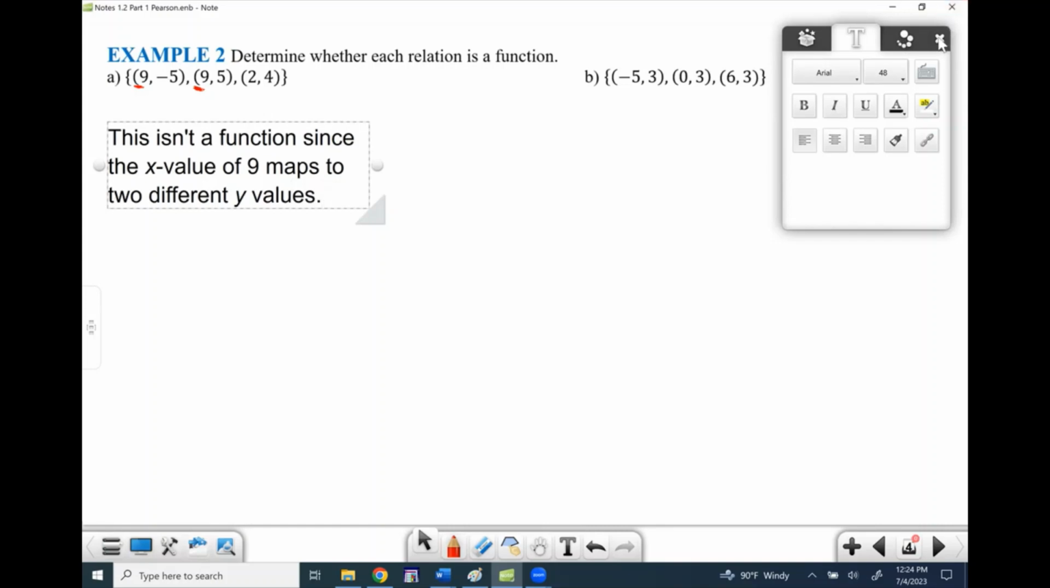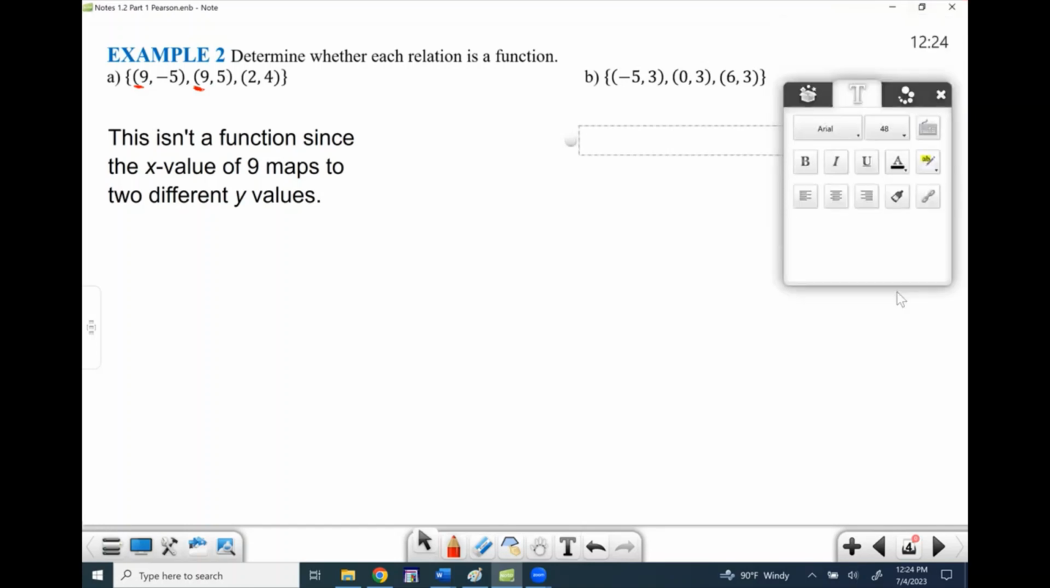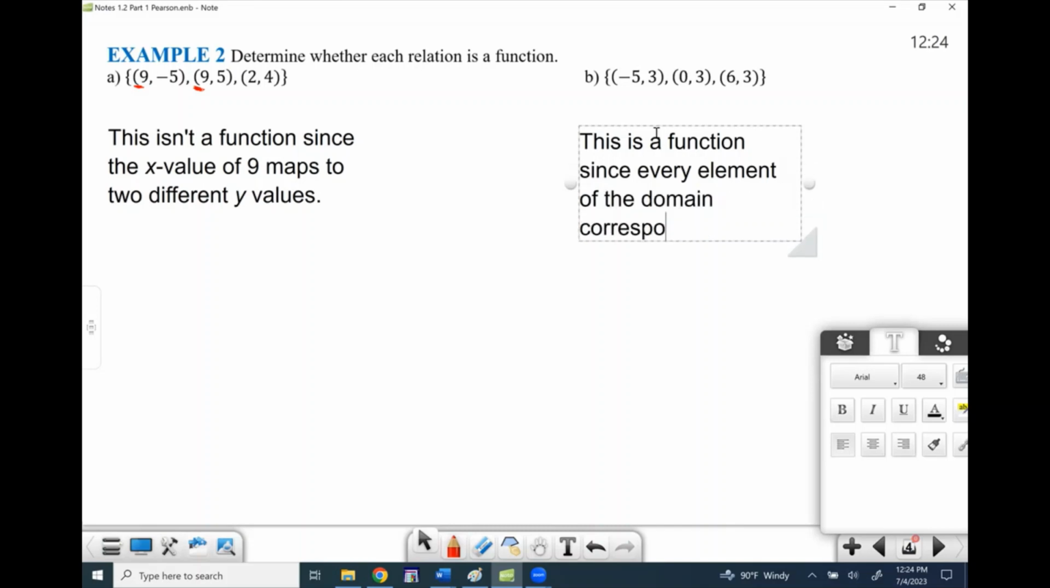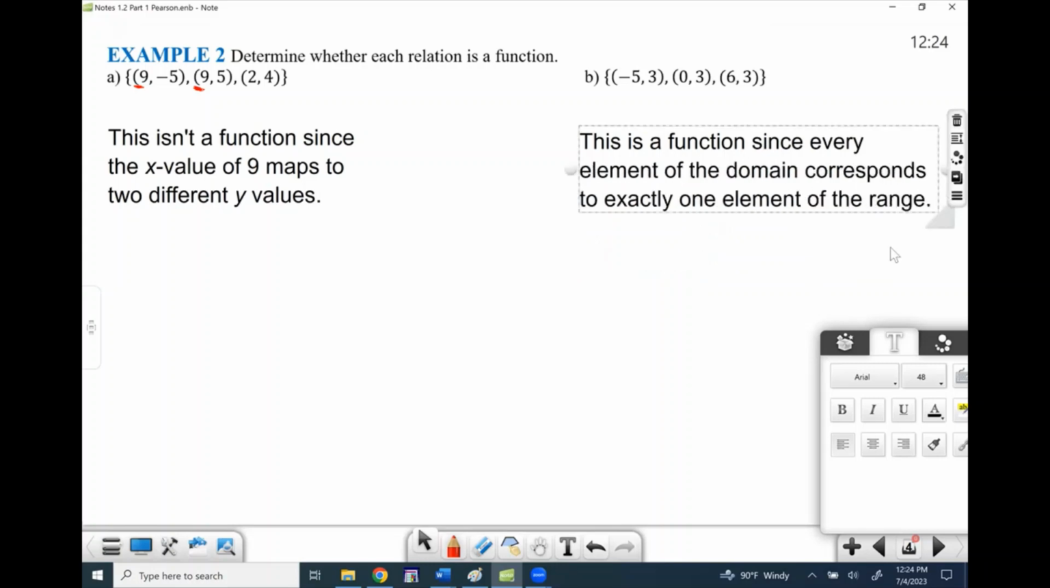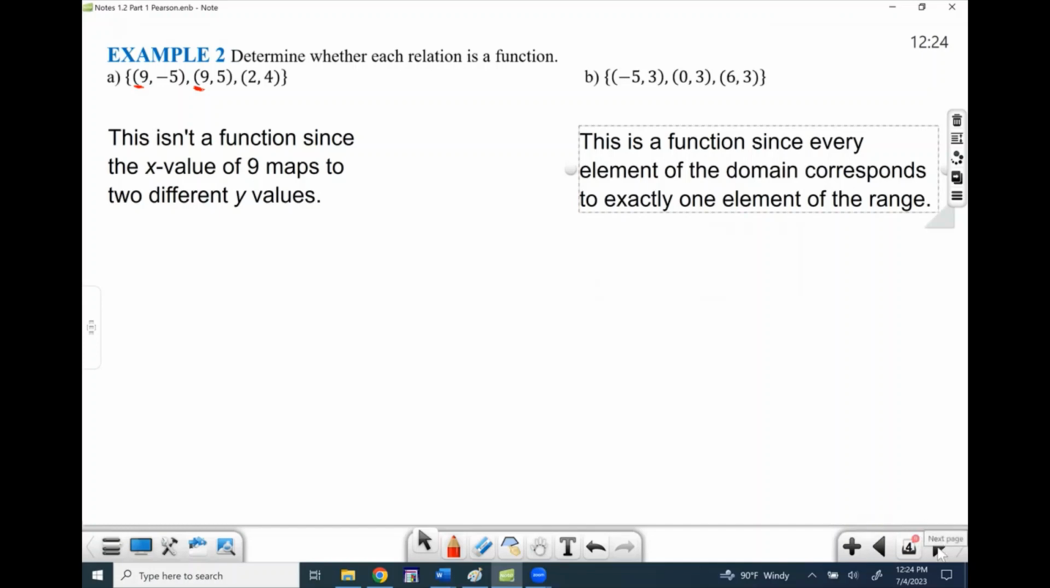When we look over here, -5 is only going with 3, 0 is only going with 3, and 6 is only going with 3. So this one is good to go. This is a function since every element of the domain corresponds to exactly one element of the range. So hopefully for these two scenarios, given a mapping diagram or given a list of ordered pairs, you can tell whether or not it's a function.